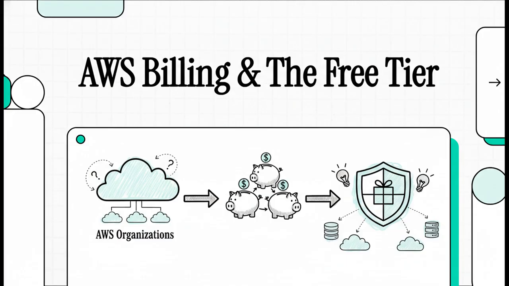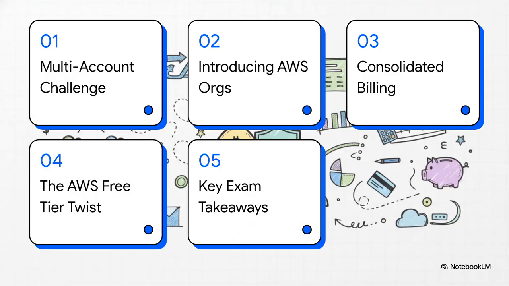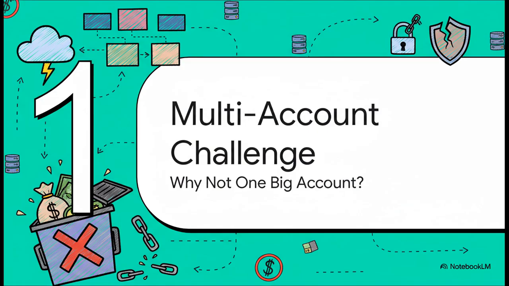Okay, let's jump in. So here's the game plan. We're going to start with the why. Why do we even need multiple accounts? Then we'll bring in the hero of our story, AWS Organizations. After that, we'll unpack its biggest superpower, consolidated billing. And then, we're going to untangle that super tricky AWS free tier situation. And to finish it all off, we'll boil it all down to the key facts you absolutely need to remember for your exam.